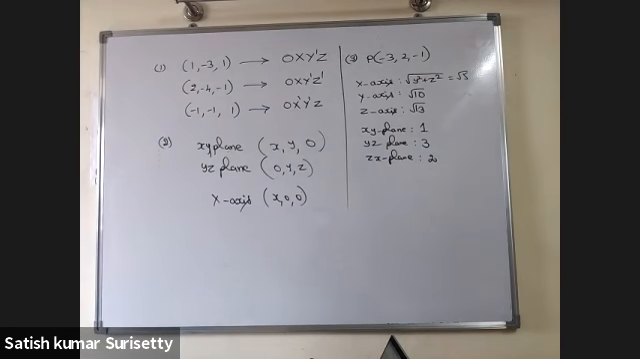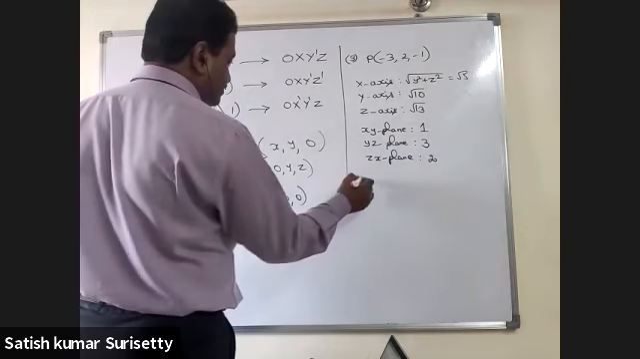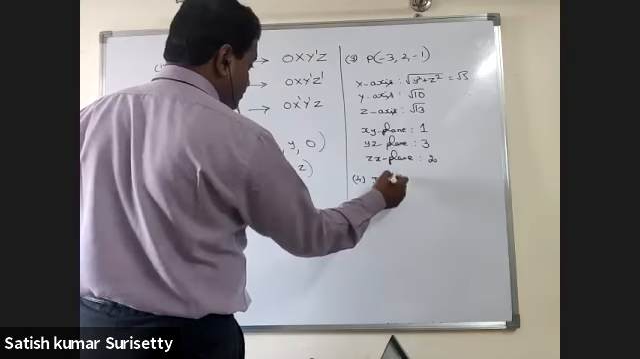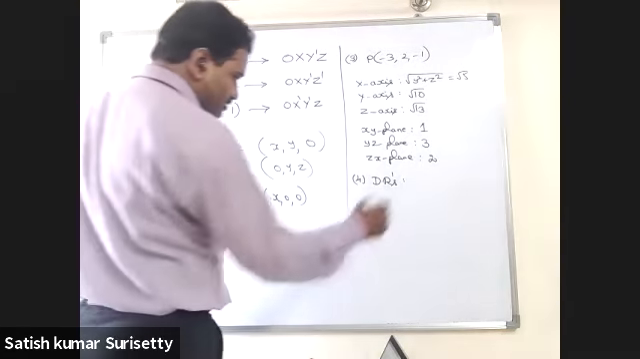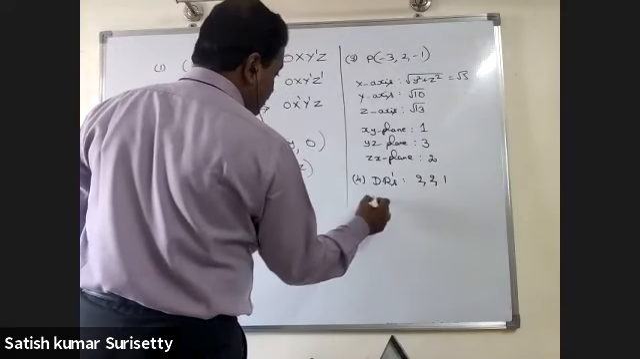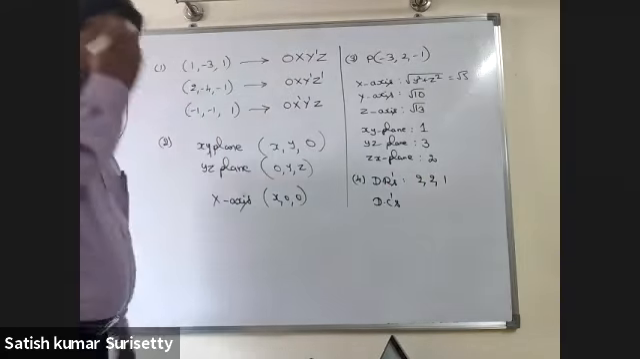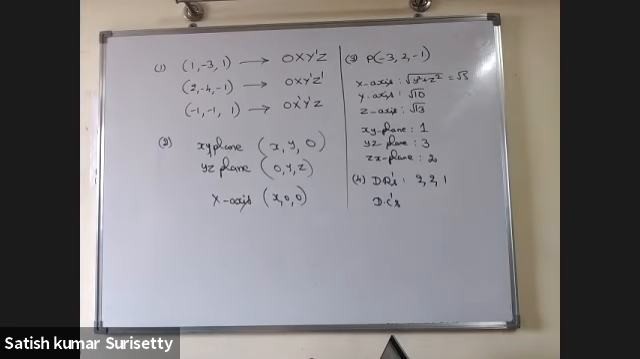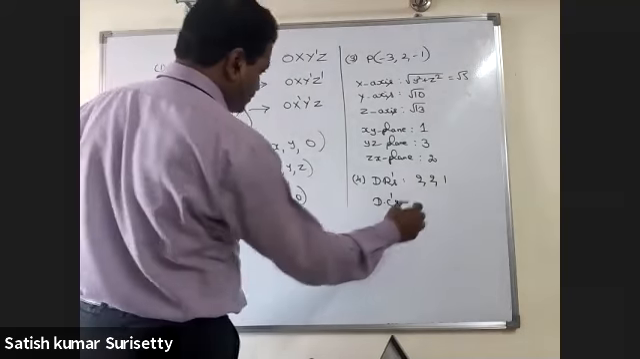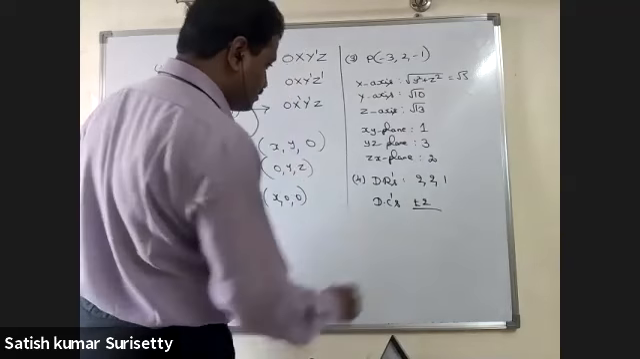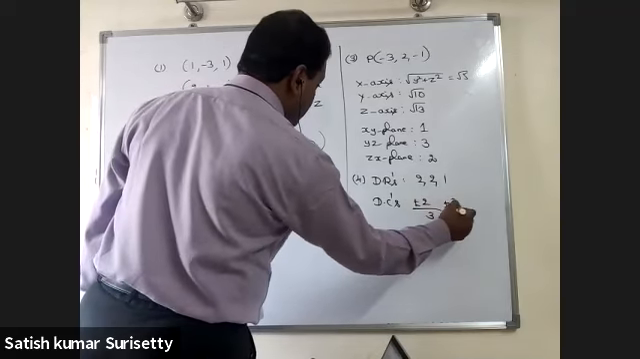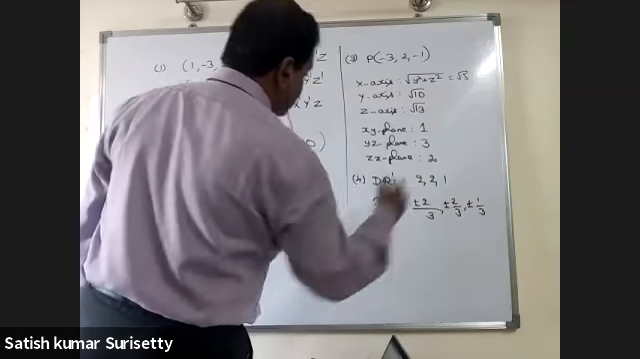Next. Convert direction ratios into direction cosines. So direction ratios 2, 2, 1. Now, what are the formulas? A upon root of A square plus B square plus C square. That is plus or minus 2 upon root of how much? 4 plus 4 plus 1. That is 9, so 3. Plus or minus 2 by 3, plus or minus 1 by 3.